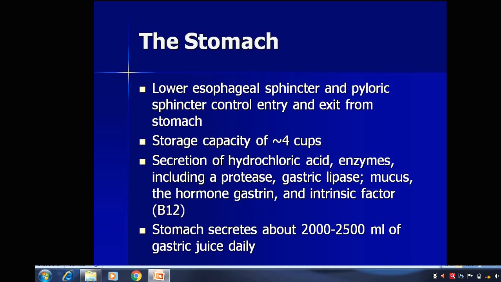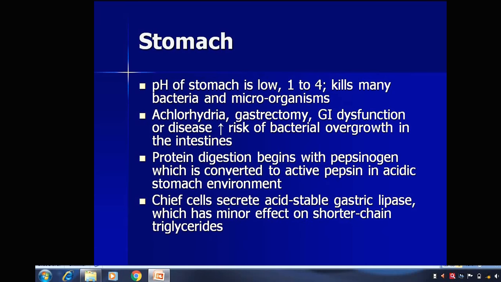The stomach secretes hydrochloric acid, enzymes including a protease and gastric lipase, mucus, the hormone gastrin, and intrinsic factor for B12. The stomach secretes about 2000 to 2500 ml of gastric juice daily. The pH of the stomach is low, about 1 to 4. It kills many bacteria and microorganisms. Protein digestion begins with pepsinogen, which is converted to active pepsin in the acidic stomach environment. The chief cells secrete acid-stable gastric lipase, which has minor effects on shorter chain triglycerides.